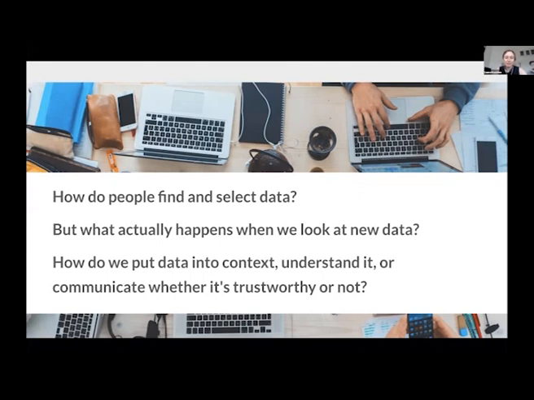What actually happens when we look at new data, and how do we put data into context, understand it, or decide whether it's useful or trustworthy? So all these questions are related to what makes interaction with data unique, and how can users and discussions about data be supported by tools and by infrastructure.